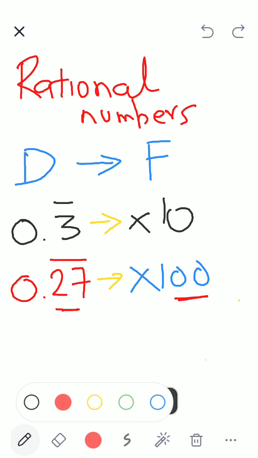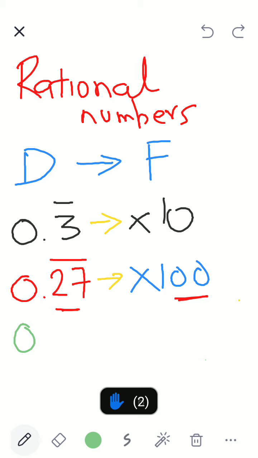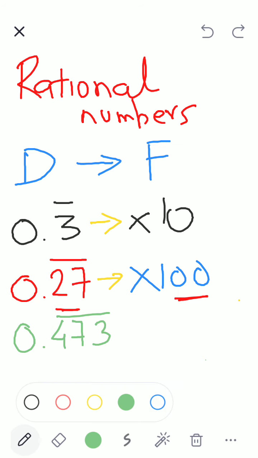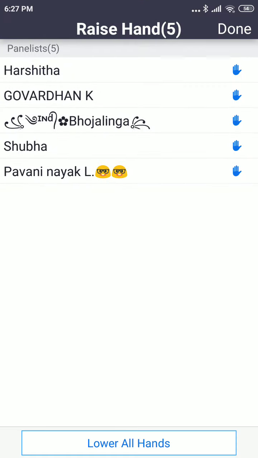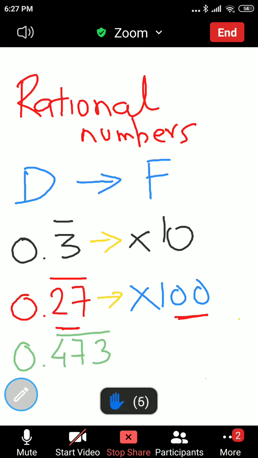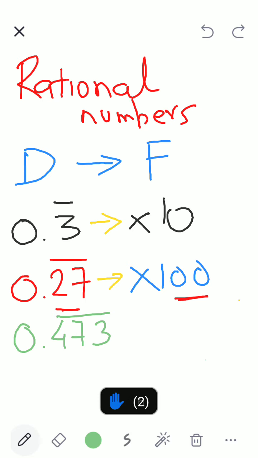If suppose three digits are there, say 0.473 recurring. What will you multiply by? One minute, children. Yes, Pavani. Multiply by 1000 and so on. Okay, so this is the principle to follow. Just remember this much.